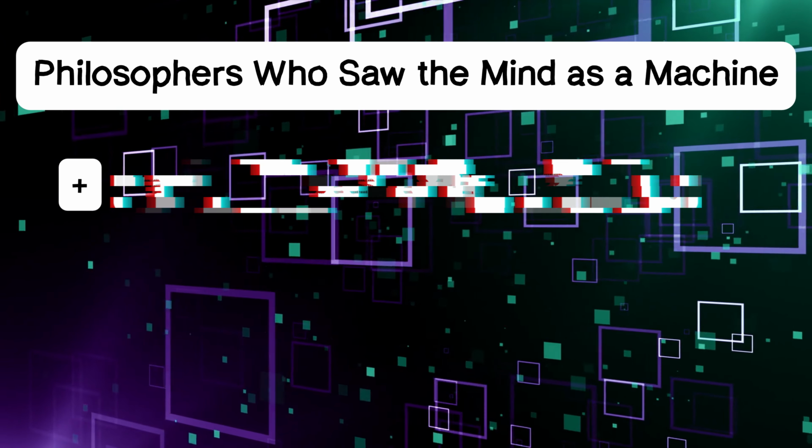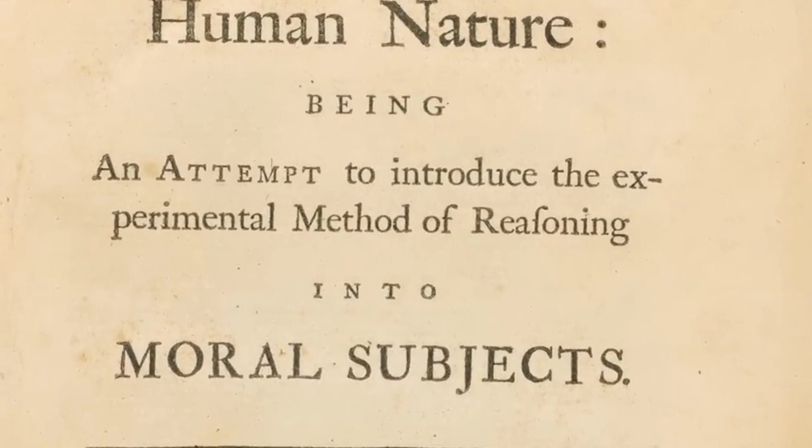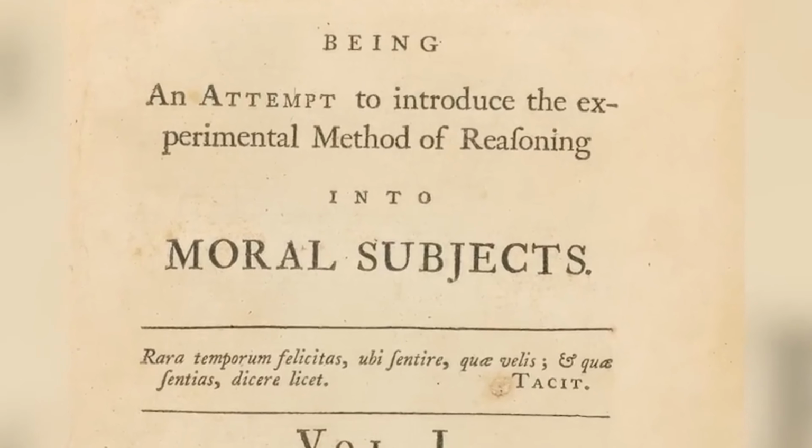David Hume's cause and effect reasoning. Hume compared the mind to a system of cause and effect, much like a machine responding to stimuli. Modern AI systems use similar principles to process inputs and generate outputs based on learned patterns.